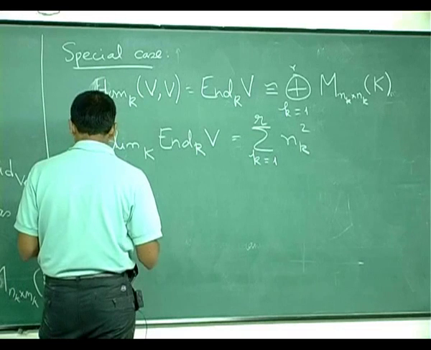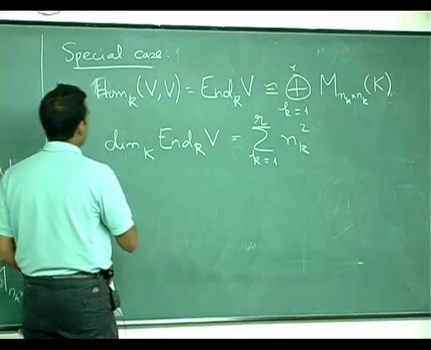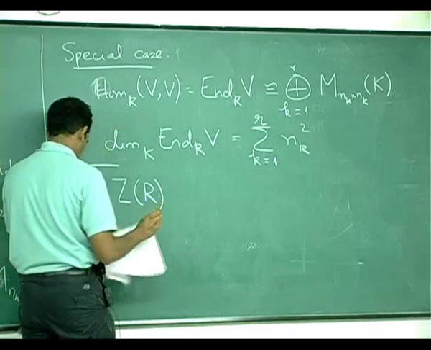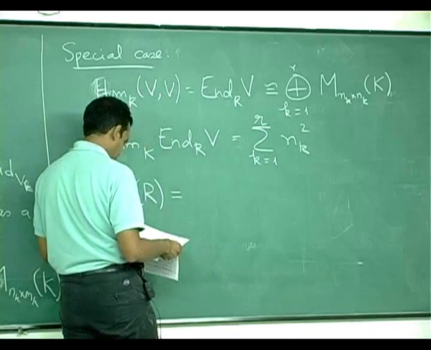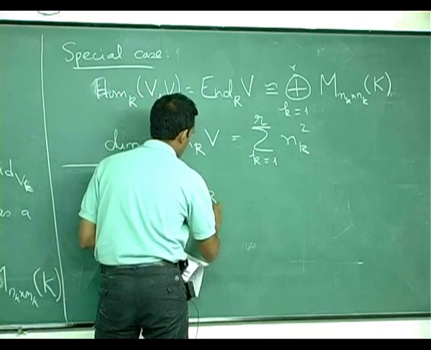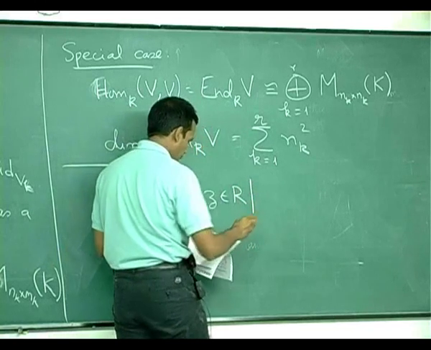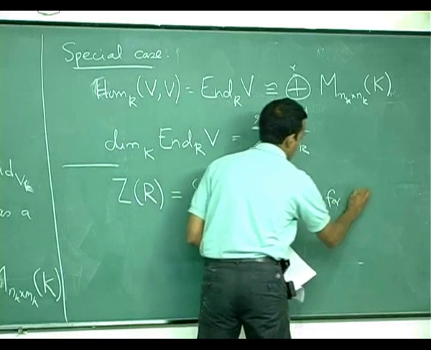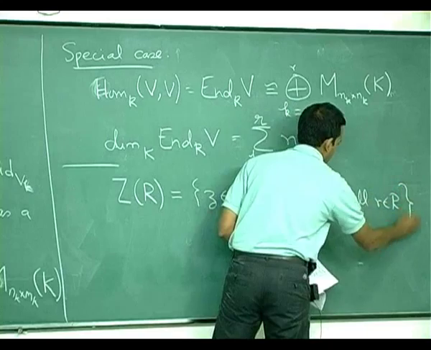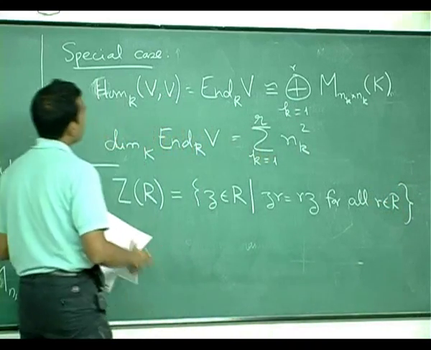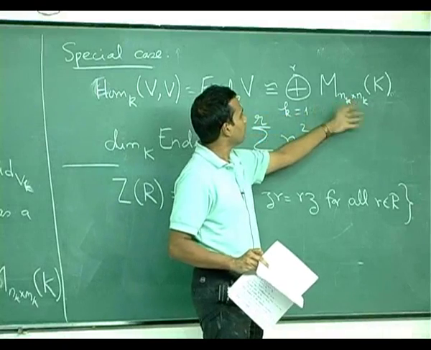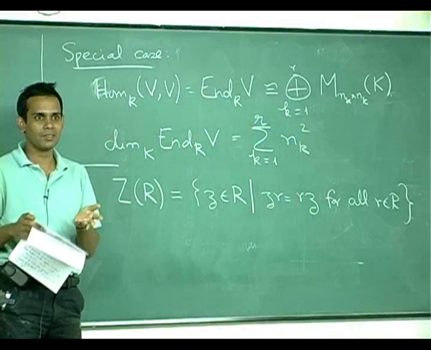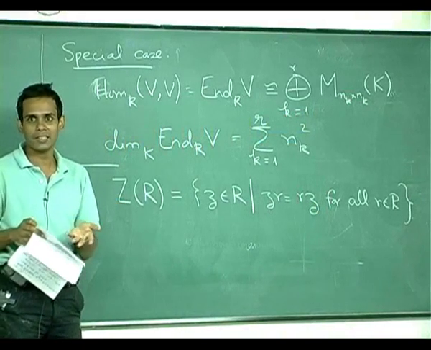Okay, let's look at what other combinatorial information we can get. Let me remind you that the center of an algebra, usually denoted Z(R), is given by those elements of R which commute with all other elements of R. Now, if you look at this matrix ring, what is the center of one matrix ring? You know that it's only scalar matrices, right? The only matrices which commute with all other matrices are scalar matrices.